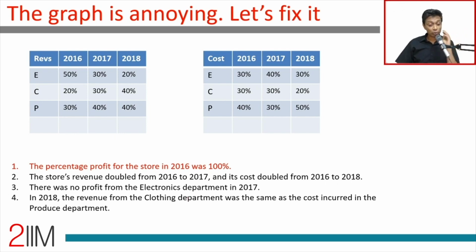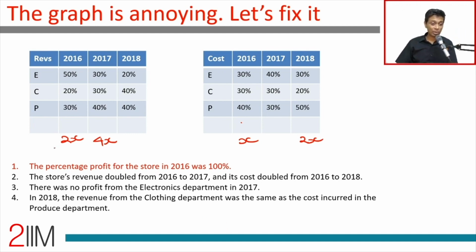The percentage profit for the store in 2016 was 100%. That means if this were X, this is 2X. The store's revenue doubled from 2016 to 2017. This is 2X. This is 4X. Cost doubled from 2016 to 2018. X, 2X. There was no profit from the electronics department in 2017.